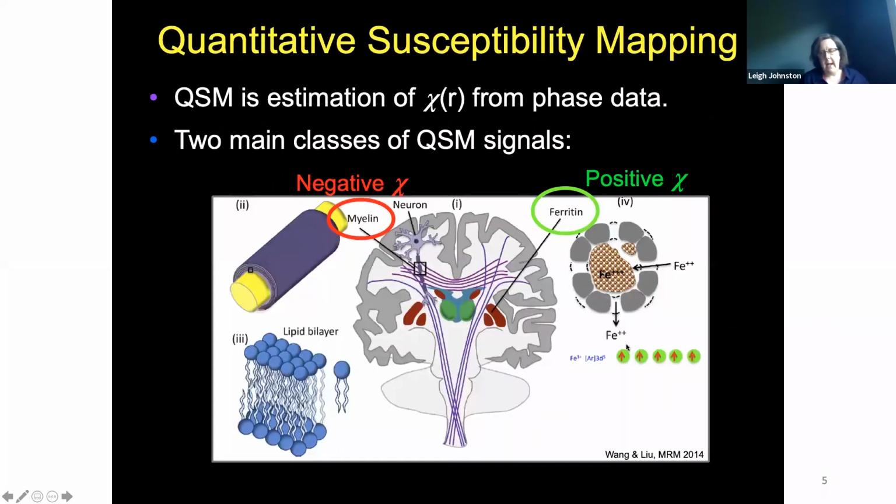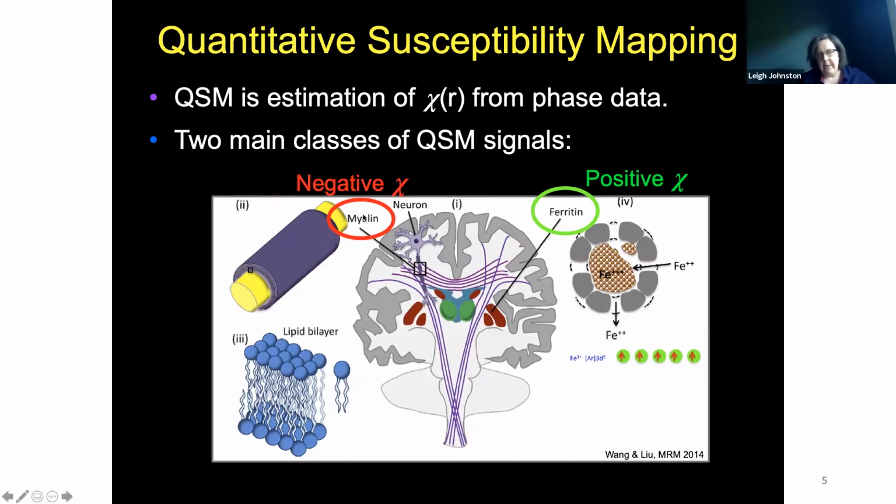So let me talk a little bit more about this. With QSM, as I said, you're estimating these Chis as a spatial map from the phase data. It's not just the iron. The iron, being anything that's paramagnetic or ferromagnetic, is going to lead to a positive susceptibility value, which essentially pushes our phase information one direction around the average.